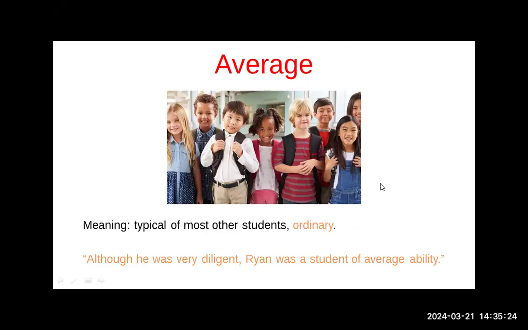And average. Average is not necessarily bad, but when someone says you're average, you can take offense to it, right? Because it means you're not special. You're just like everyone else. Ordinary is the other adjective. So she's just an average student, her grades are just okay. The example says, although he was very diligent, Brian was a student of average ability. So even though the person tries very hard, they're just average.